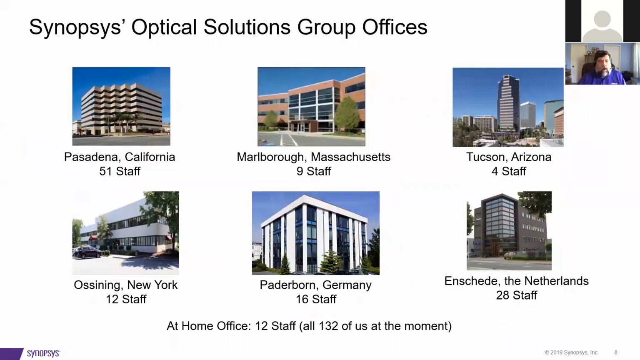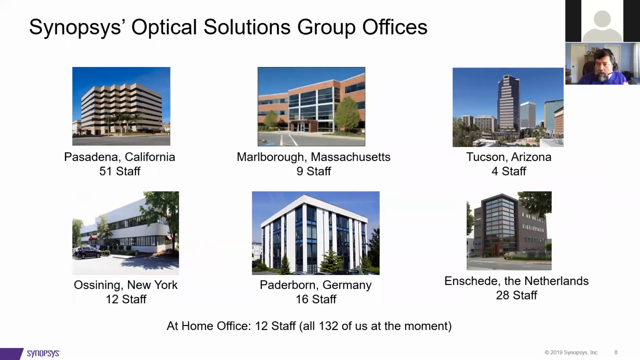These are our offices. We don't take up all these buildings, actually. We take up a tiny portion of most of them. Pasadena, which is where I'm located, we have 51 staff. That is our headquarters for the optical solutions part of it. And then we have an office in Marlboro, where we have 9 staff. That's actually not the building. That's the old building. They just moved. I have to get a new picture for that.